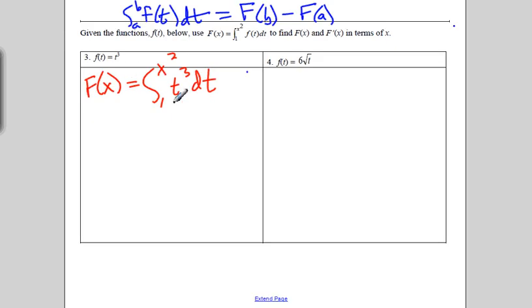Okay, so let's take the integral of t cubed dt from 1 to x squared. We get t to the 4th divided by 4, which is the same as 1/4 t to the 4th.